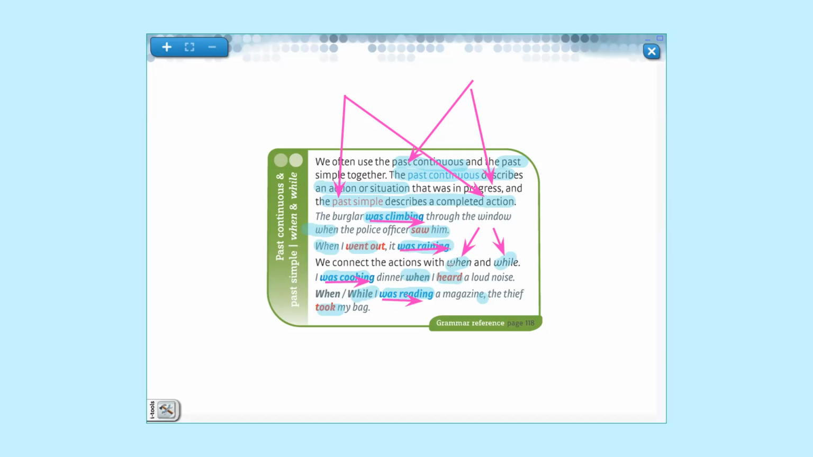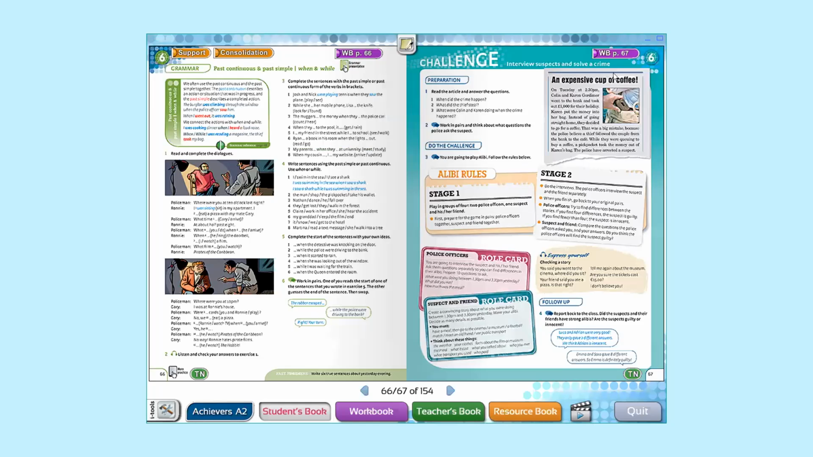When we are using when, we connect the simple past tense. And when you use while, you connect it with the past continuous form. Remember, when connects the simple past and while connects the past continuous. Using this information now, we are going to work on activity number 1.